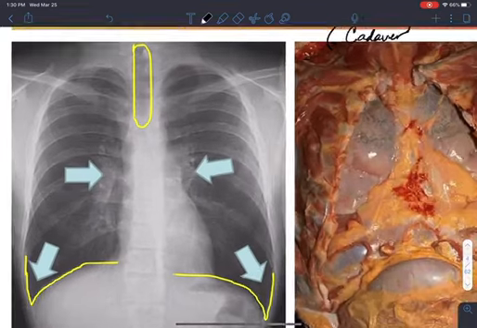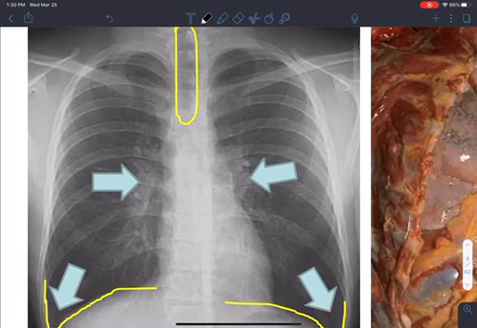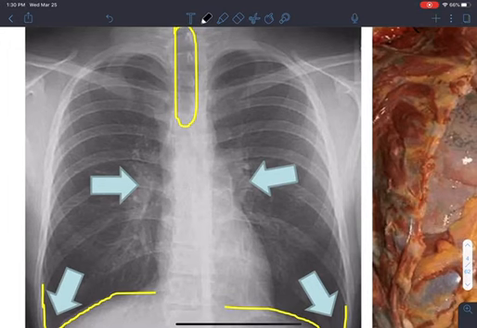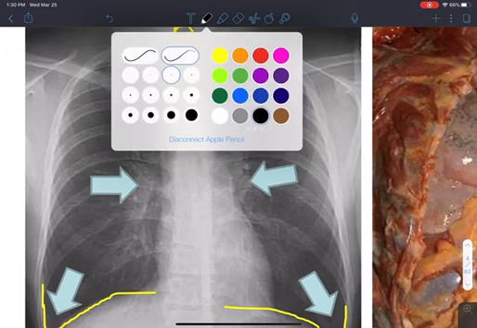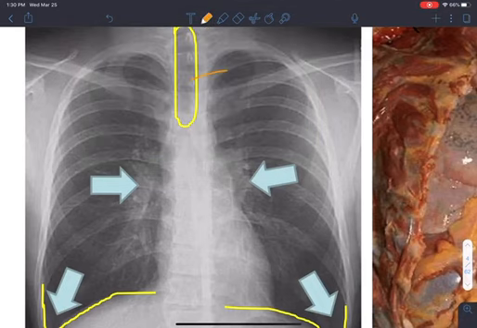First, we'll look at the x-ray. So here you have a normal lung on x-ray. Let's see what color to use on this, let's try orange. This color right here would be the trachea. Then you would go to the bronchi.